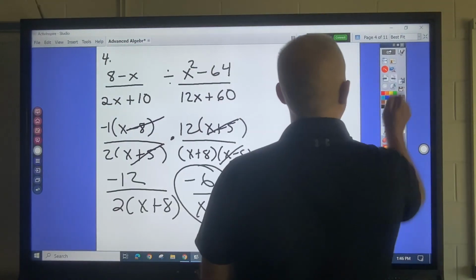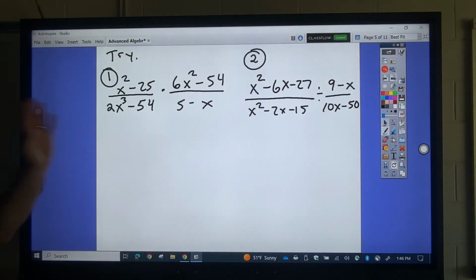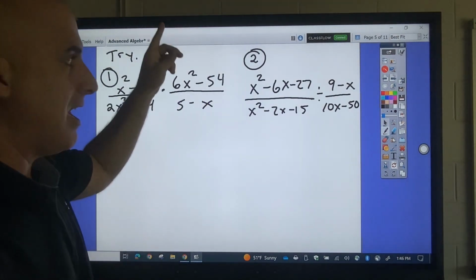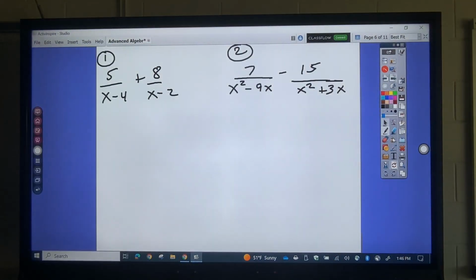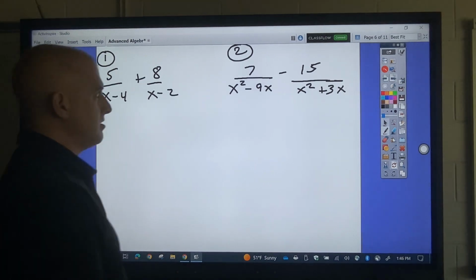All right? So you guys can go ahead and try these. Remember, you can eliminate vertically as well, okay? So let's go to addition and subtraction.